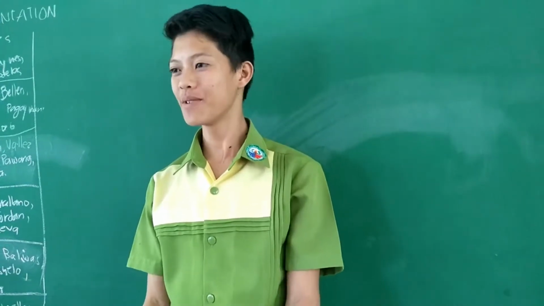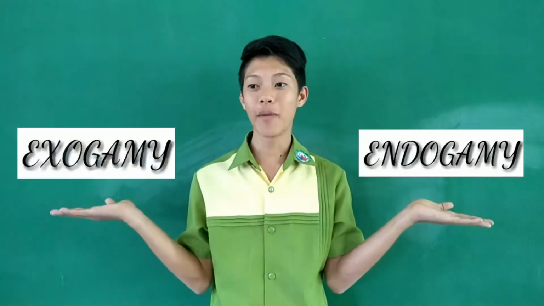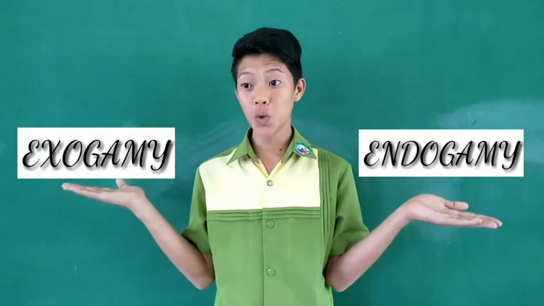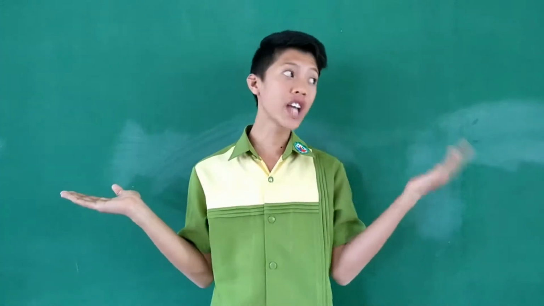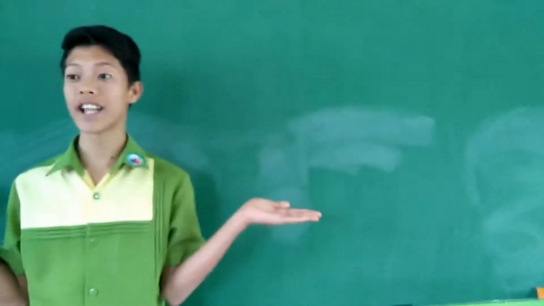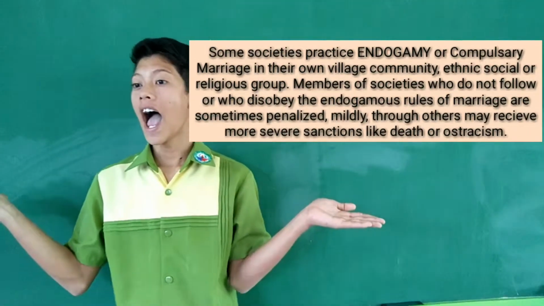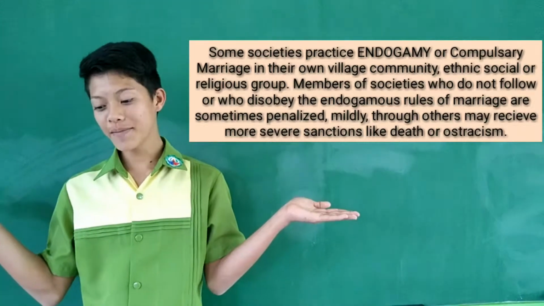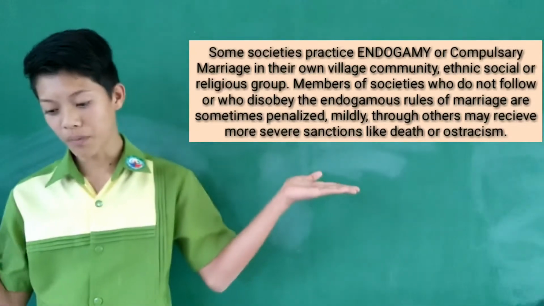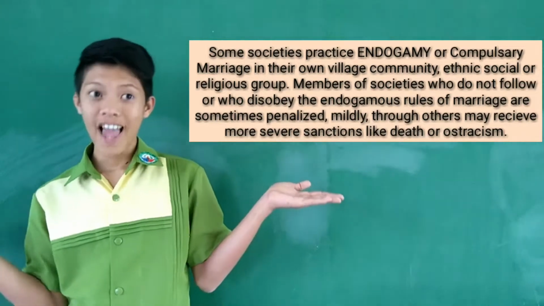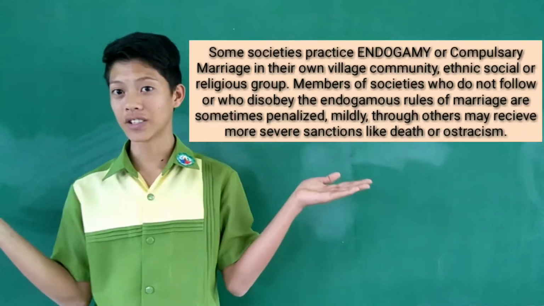Okay, class, let's move on to our real topic for today. Endogamy and exogamy are two different sets of cultures when it comes to marriage. Some societies practice endogamy, or compulsory marriage in their own village, community, ethnic, social, or religious group. Members of societies who do not follow or who disobey the endogamous rules of marriage are sometimes penalized. Mildly so, while others may receive more severe sanctions like death or ostracism.